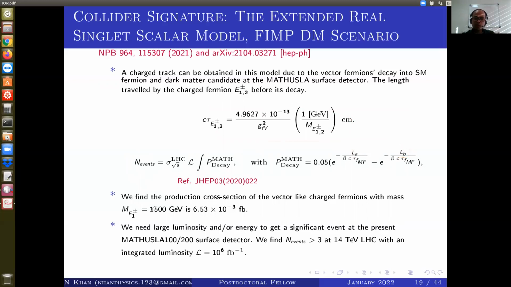So in this model, for this particular 1500 GeV region, we find that to get the number of events greater than 3, one needs a large luminosity. So we have to wait further. But again, I just want to say that if this mass is something like 700 GeV, then within 3000 fb⁻¹ you can get a number of events greater than 3. So in future we have to wait and see whether this can give a signature, whether we can get any signature at the LHC or not.